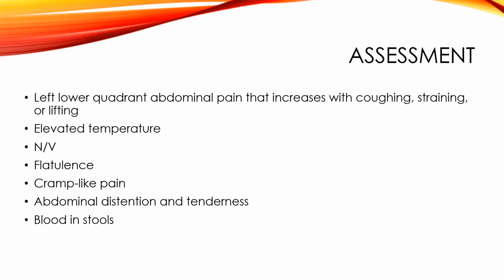Assessment-wise, it usually affects the left lower quadrant, which will cause abdominal pain that increases with coughing, straining, and lifting. You'll definitely have an elevated temperature based on the infection itself. You'll have nausea and vomiting. You'll have flatulence. You'll have cramp-like pain because the body's trying to get rid of that. You'll have abdominal distension and tenderness, and you may have possible blood in their stools. If there is blood in the stools, then again, you've gone from lesion to ulcer, from ulcer to perforation, and now it's become a bigger issue.